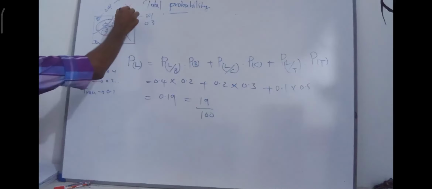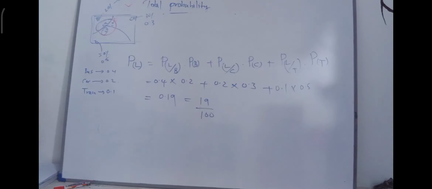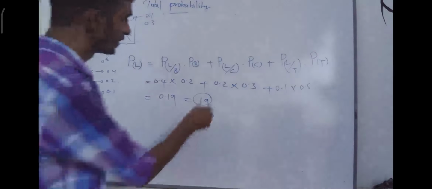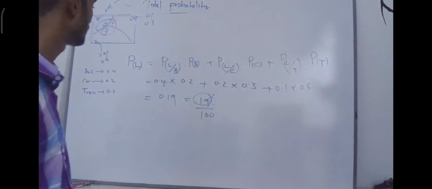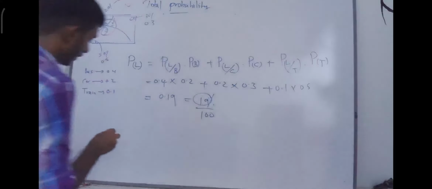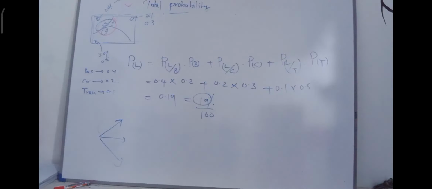So what this means is 19 divided by 100. Out of the 100, the probability is 19, right? So out of the 100 percent, 19 percent of the time he goes late. Now if I convert this into a tree diagram, it will become like this.